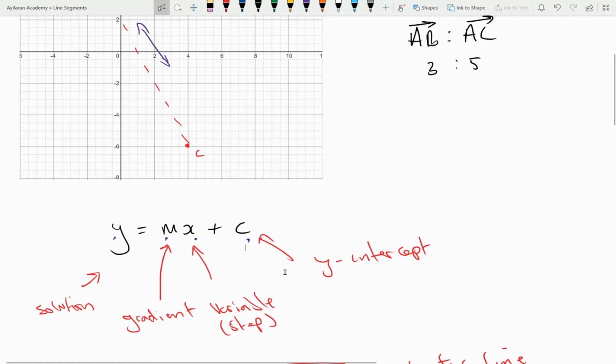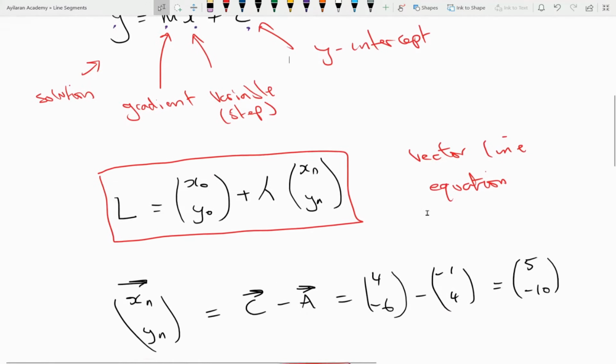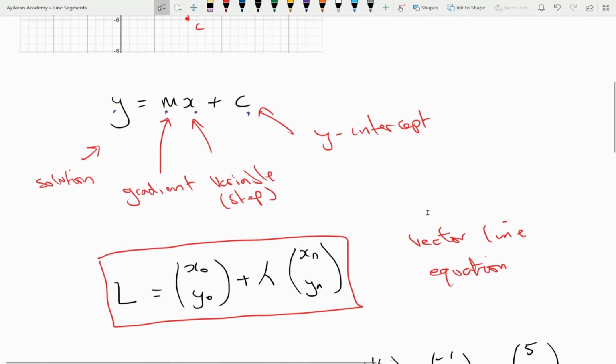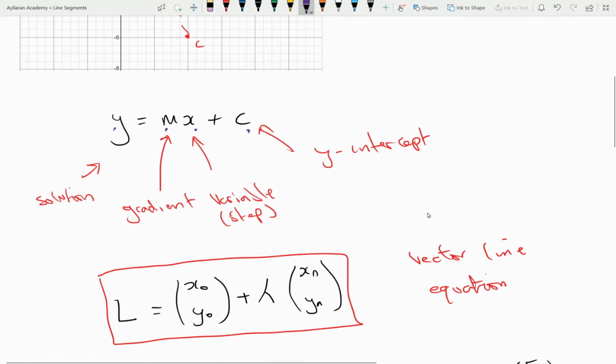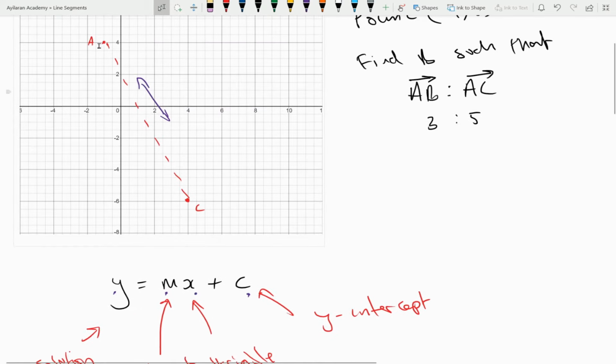Now if we were to translate this into a vector line equation, it would look a little different because we would be using vectors in this case. But the vector line equation is still based upon the standard y equals mx plus c straight line equation. I have my L. Now L is my solution, which gives me a point in space. And to get to any point in space, I need to start from somewhere. So these are my initial values. I need to start from somewhere on that line. This is usually the first point on the line. In this case, it would be A.